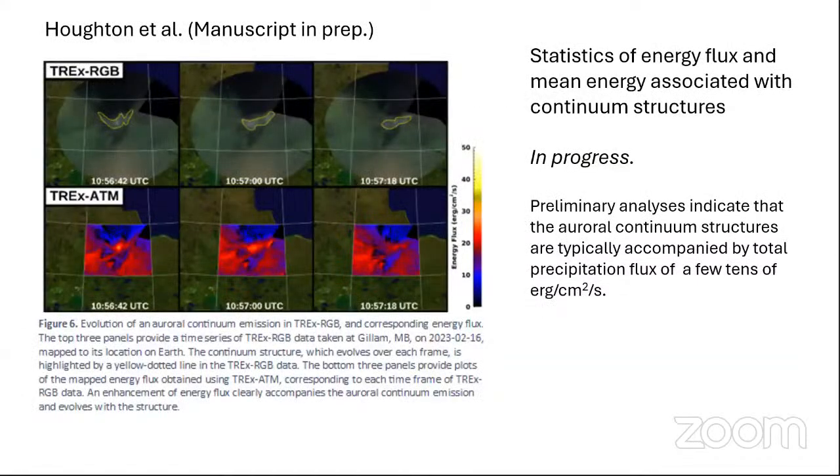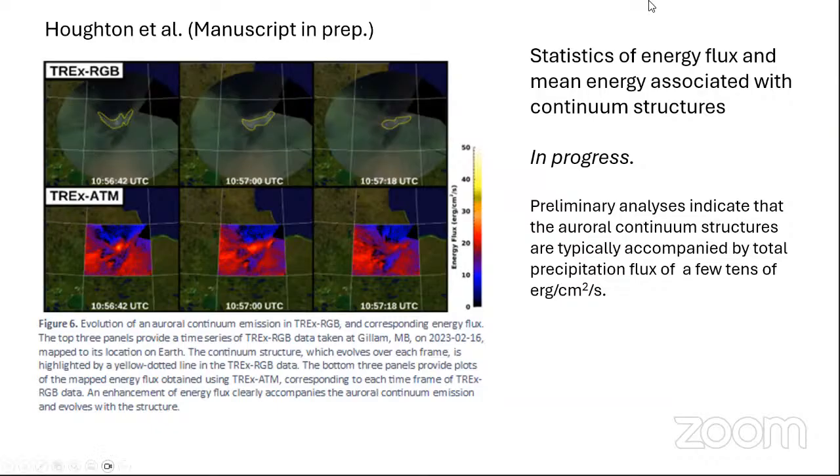We're also trying to do the statistics of the energy flux and the mean energy associated with the continuum structures, aided by the TREx aurora transport model inversion. This is not an easy task for a number of reasons, and it's still in progress to date.